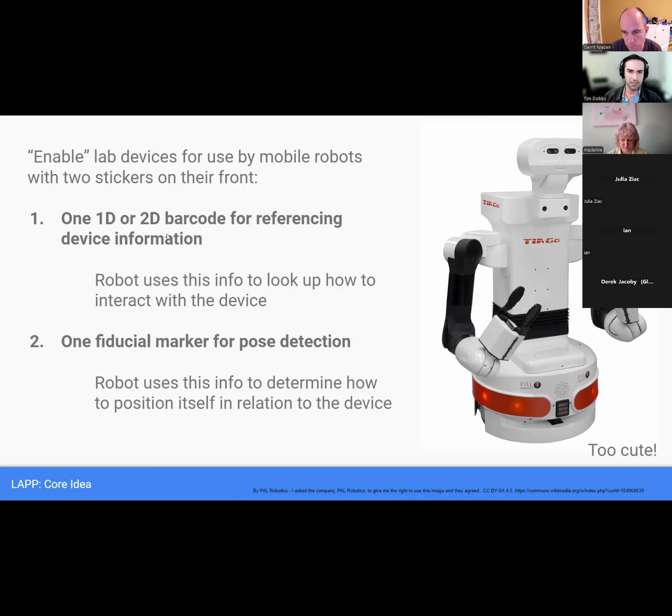And on the next slide, I have some details about what kind of information they would find. Basically, it's like, hey, I'm a plate reader. This is how you should talk to me. The second sticker is a fiducial marker for pose detection.